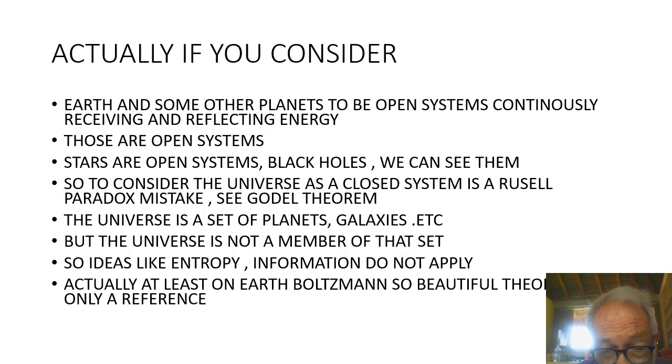Certainly we know that Earth and some other planets are open systems, continuously receiving and reflecting energy. Open systems. Stars are open systems. Black holes, we can see them. So to consider the universe as a closed system is a Russell paradox mistake. The universe is a set of planets, galaxies, but the universe is not a member of that set. So ideas like entropy information do not apply.